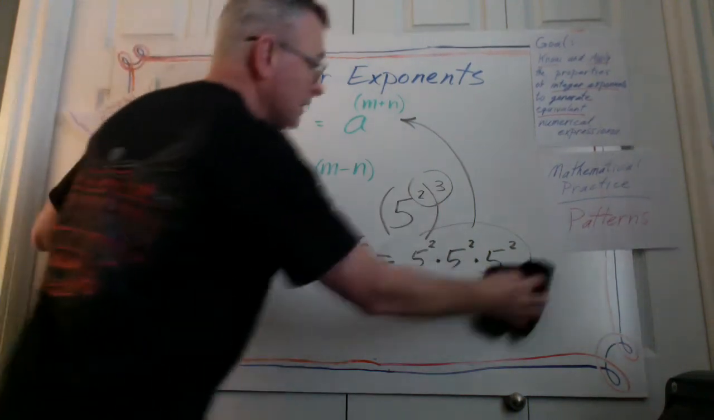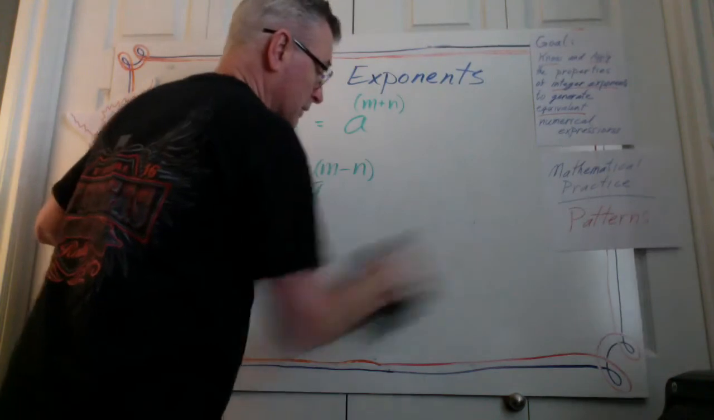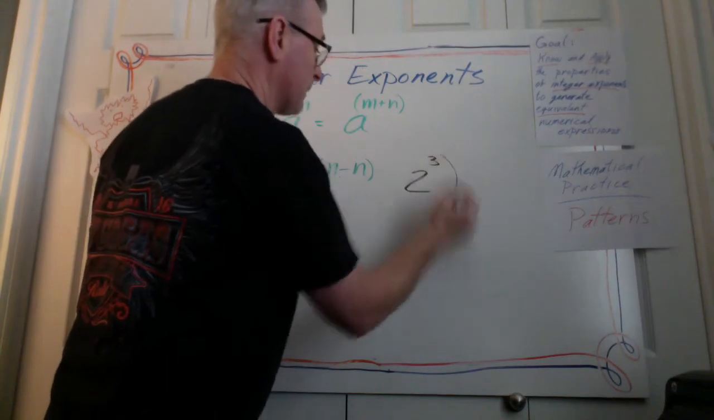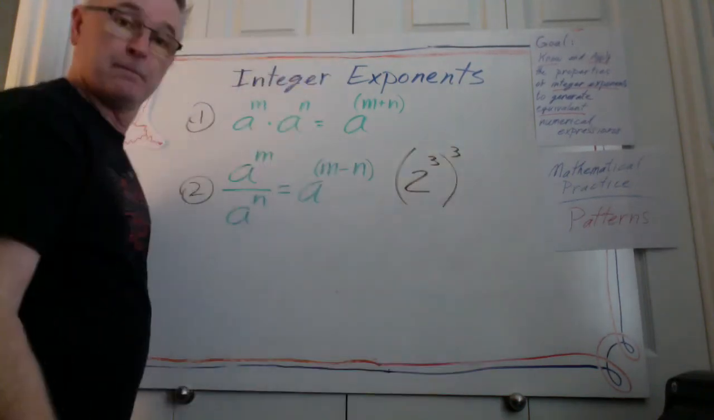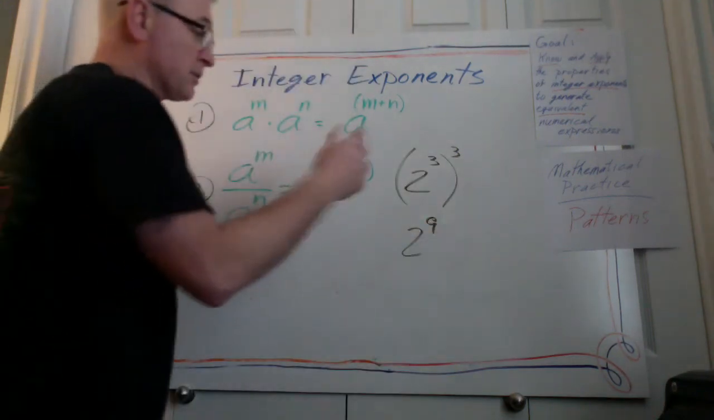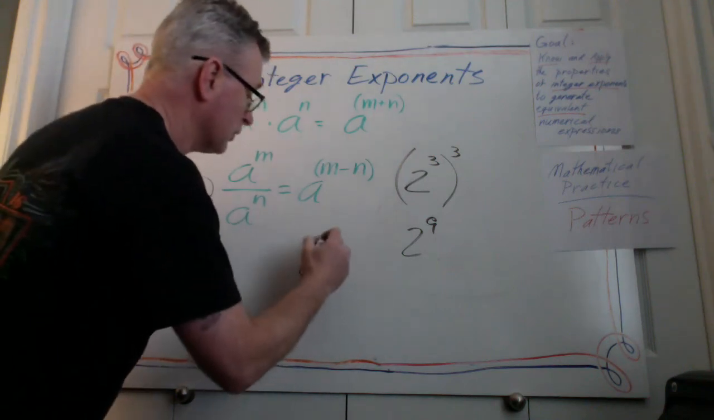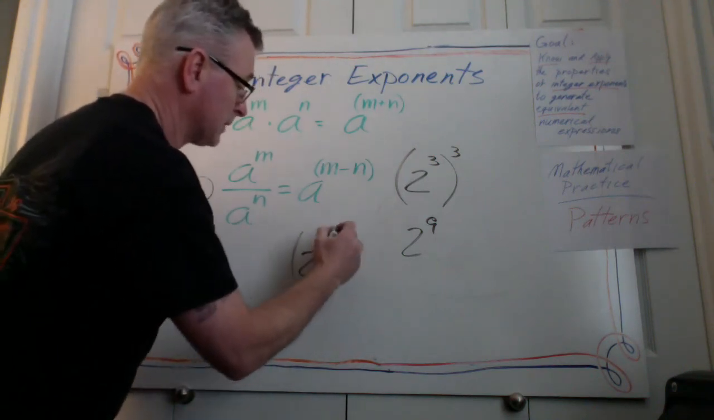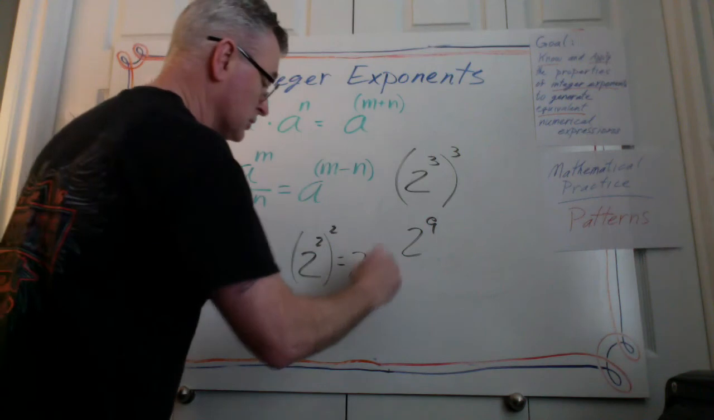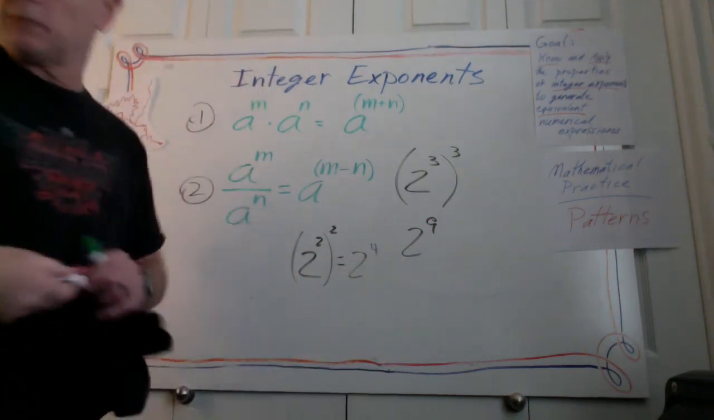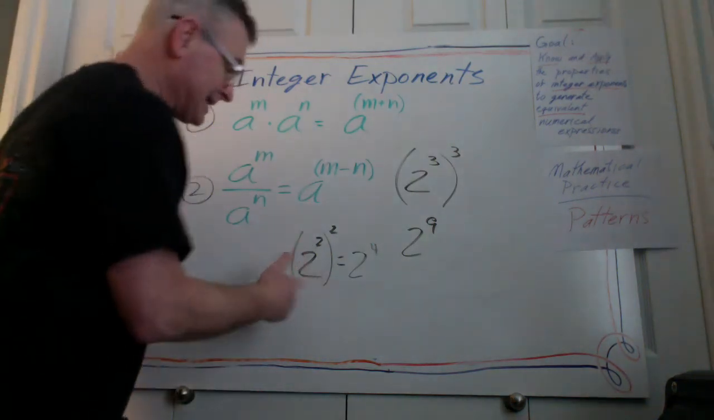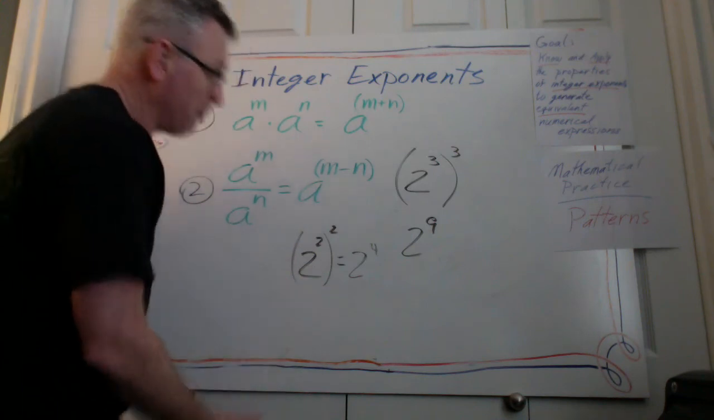So how does that work? Well, another example of it. If I had 2 cubed and I took it cubed, this is going to be 2 to the 9th. 3 times 3 is 9. If it was 2 squared times squared, this is 2 to the 4th, because 2 times 2 is 4. Okay, so we refer to this as a power taken to another power.